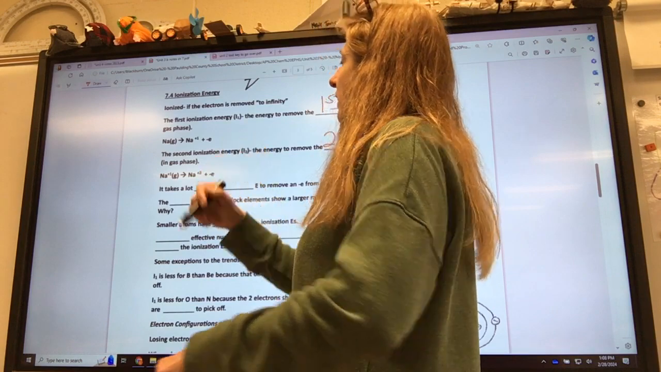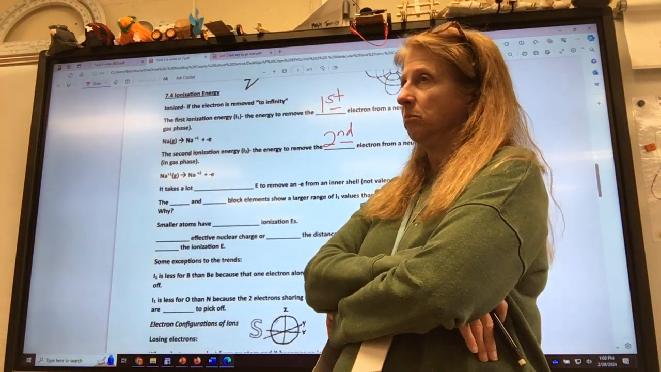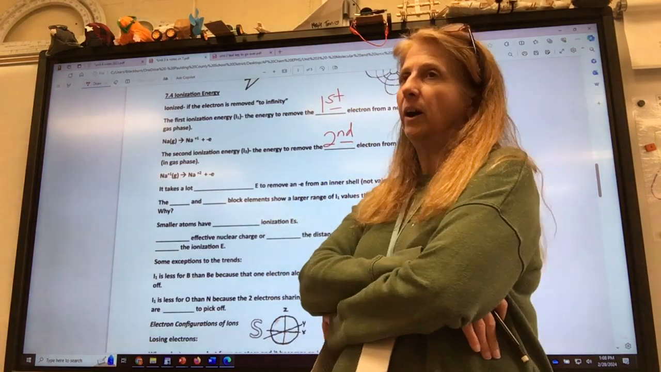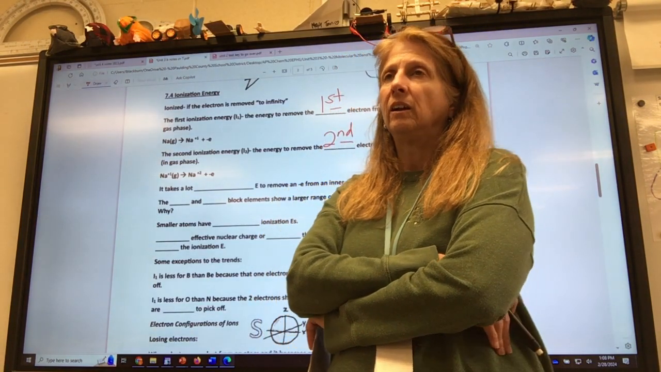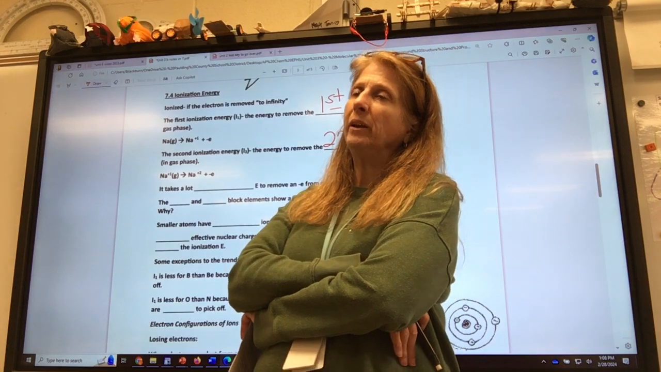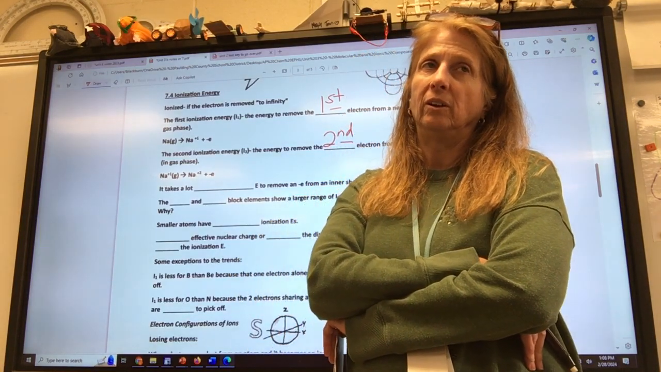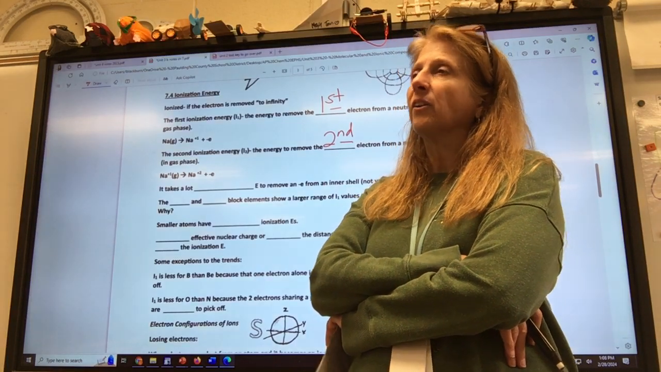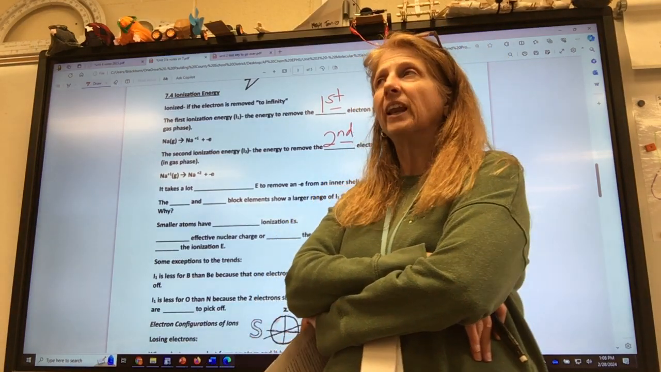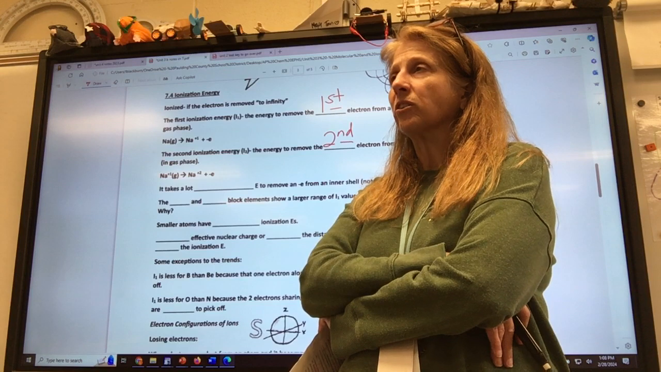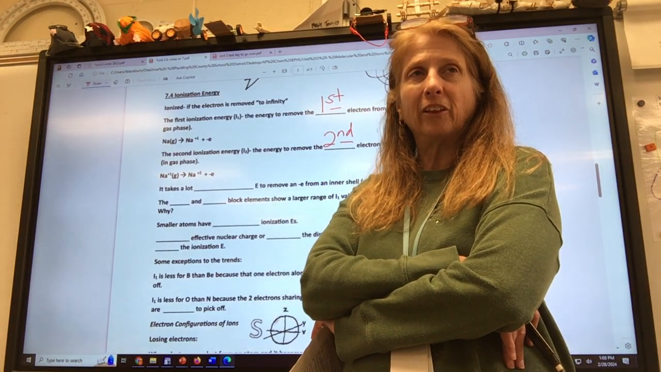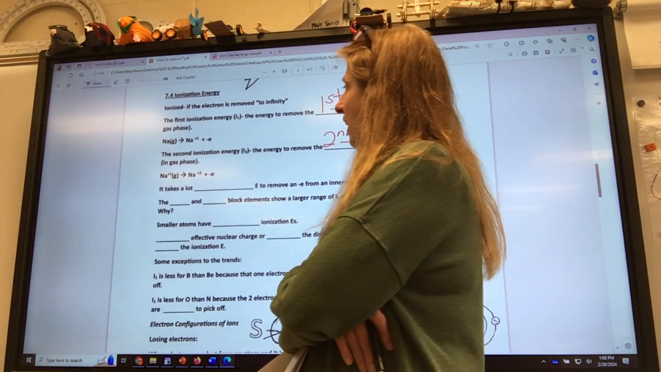Which one do you think is going to take more energy? That first one or the second one? Why? Because sodium doesn't want to lose one more. It's not going to be happy about you taking another one, because it was all happy. It was feeling like it was neon. And now you're going to make it feel like fluorine? Nobody wants to be fluorine. You see the problem? So that's going to take a lot of energy.